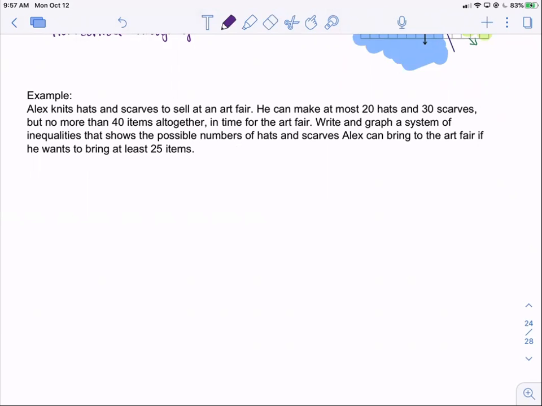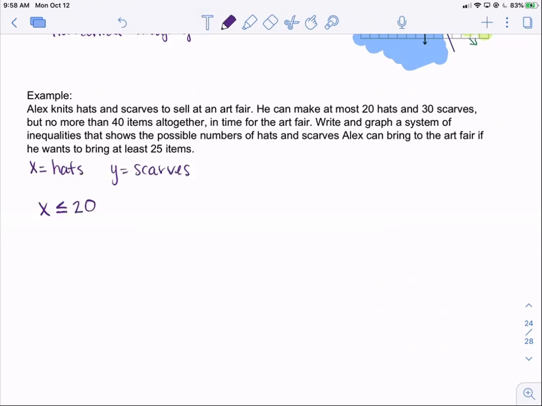All right, so we're gonna break this apart. What 2 things are we looking at? Hats and scarves. So let's say X equals our hats and Y equals our scarves. He can make at most 20 hats and 30 scarves. Okay, so at most 20 hats. That means that X, not equals, if it's at most, could it be 17? Yeah, because it's less than. Okay, so we're going to say less than or equal to 20.